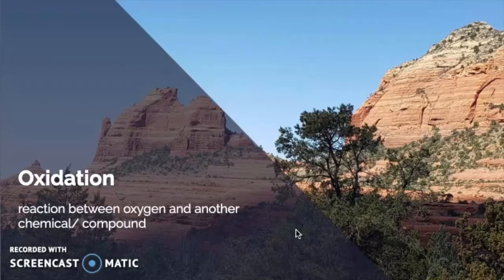All right, the other type of chemical weathering that we're going to talk about today is oxidation. So oxidation is when there is a reaction between oxygen and any other chemical or compound. Oxidation will change the color of rocks a lot of times. So it's a very visible chemical reaction. We see it a lot of times in rocks with high iron content. So you can see here these red rocks in Sedona, Arizona, get their red from an oxidation reaction with the oxygen in the air.